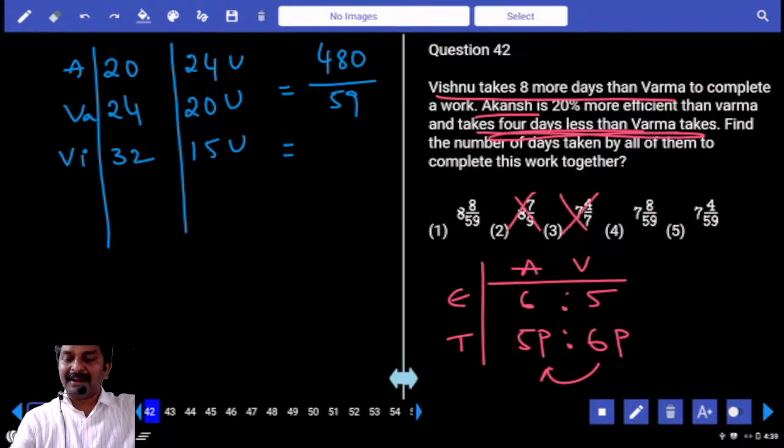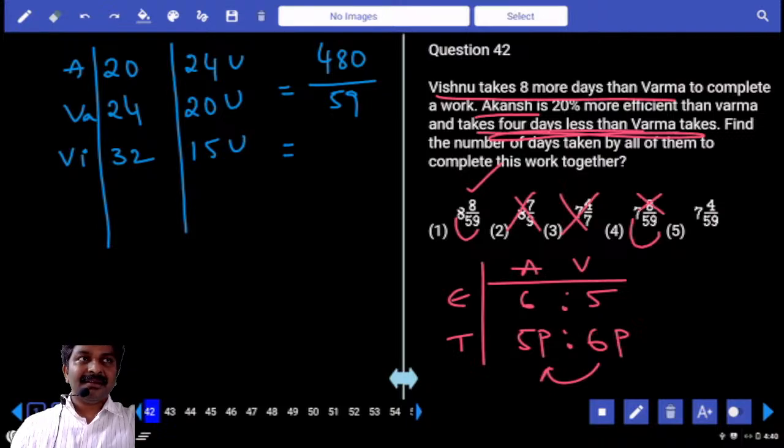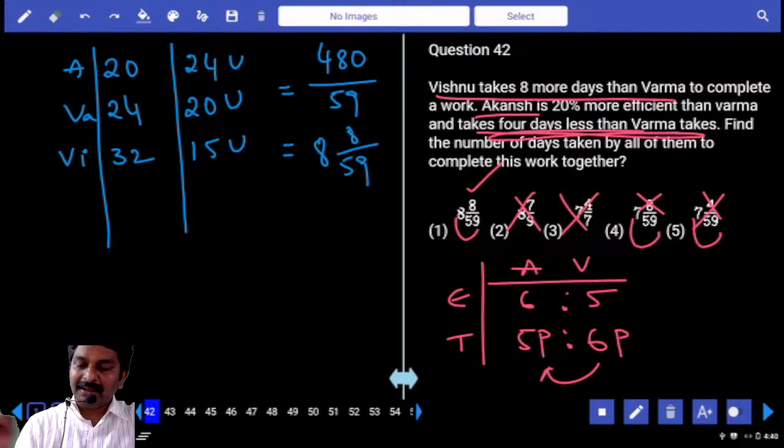Second and then third cannot be your answers, because in the denominator you should have either 59 or a factor of 59. Your original numerator is 480, ending with 0. Let me identify that. 8 into 9 ends with 2 plus 8 ends with 0, that may be your answer, hold it. 7 nines ends with 3 plus 8. Can it be your answer? No. 7 into 9, 3 plus 4, 7. That cannot be your answer. So the answer must be 8 by 59.